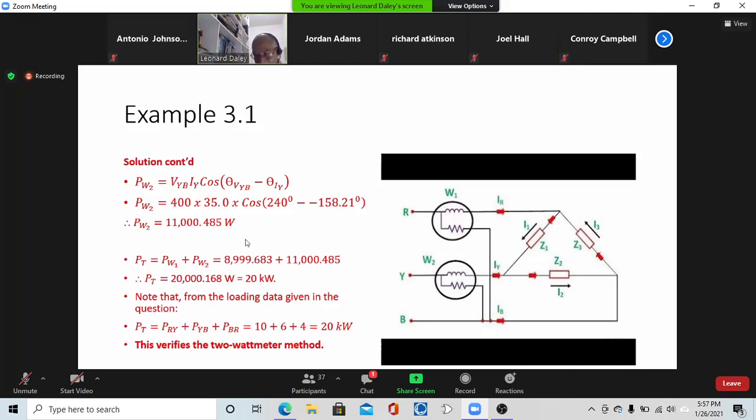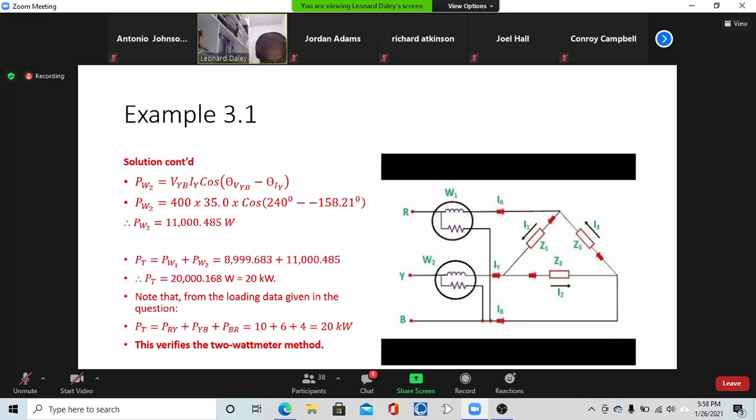So with the sequence here, you work with the sequence that we have defined, and if we don't have any, we work to find those that we need to find. So one of them is going to be opposite to what we normally use. All right. The total power in this circuit then is the sum of each wattmeter reading, and that gives us the 20 kilowatts.